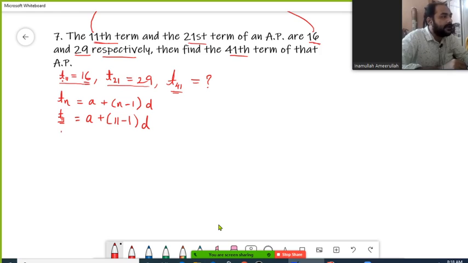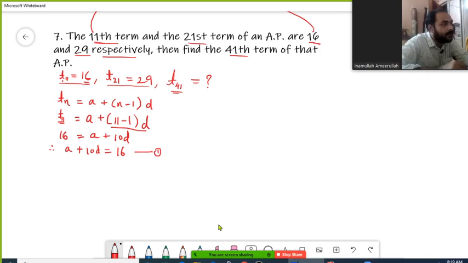So here I'll take 16 equals a plus 11 minus 1, that is 10d. This part can be simplified as 10d. Look at this, 16 equals a plus 10d, which looks like an equation in two variables. So this can be written as a plus 10d equals 16, and this is my equation number 1.